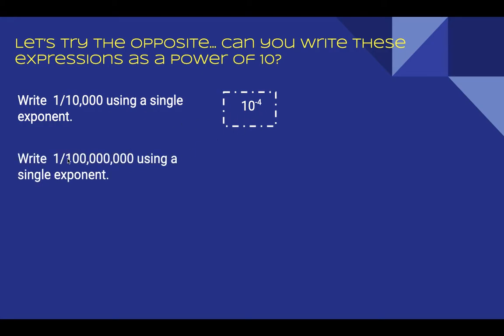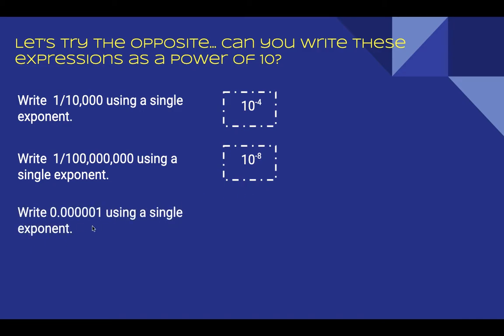Right? 1 over 100 million as a single exponent. So we're going to put 10 to the negative, let's count how many zeros. We have 2 plus 3 more is 5 plus 3 more is 8. 10 to the negative 8th.